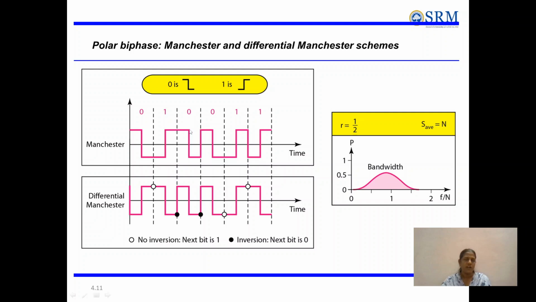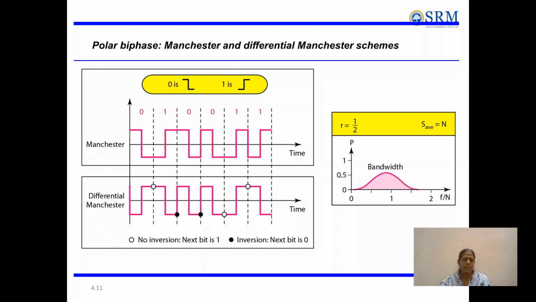Again 0 means high to low, 0 means high to low, 1 means low to high, again 1 means low to high. Then you interconnect the remaining lines. This is how you convert your bits into Manchester encoding.